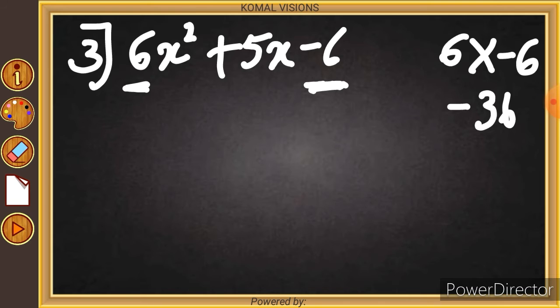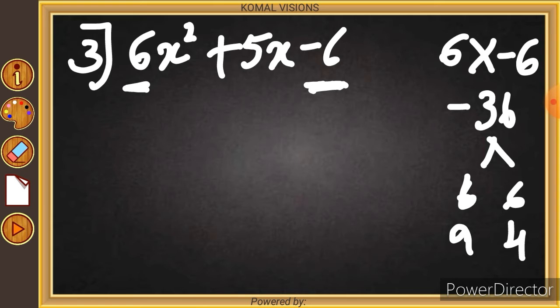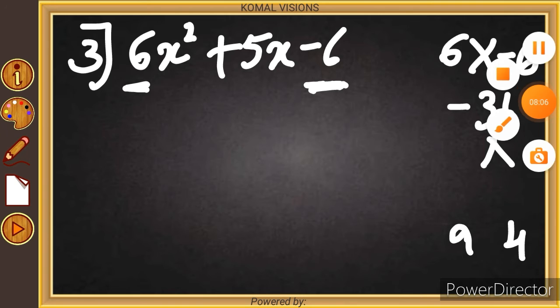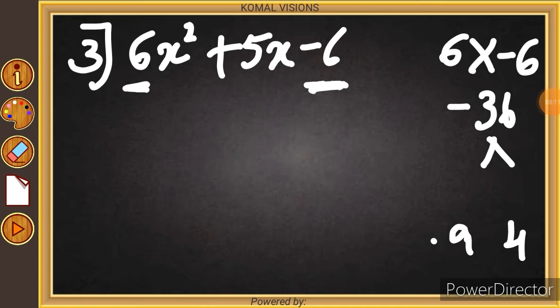Okay, you have to be very careful while choosing the factors. We know what the factors of 36 are. 6 6s are 36 and 9 4s are 36. Am I correct? If I add 6 plus 6, I won't get plus 5. If I subtract also, I won't get plus 5. So I won't go with 6 and 6. I'll definitely go for 9 and 4 because with subtraction of 9 and 4, I'll definitely get plus 5. So plus 9 minus 4 will be plus 5 here.